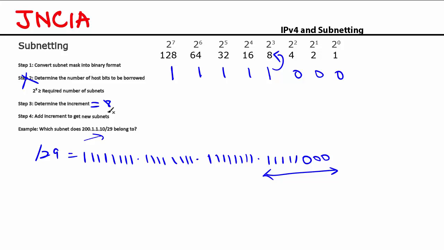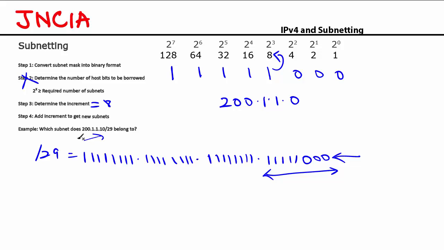The last step says add the increment to get the new subnets. Before we start adding the increment, we need to get the first network address. The first network address in this case is 200.1.1.0. It's not a 10, it's a 0. That's the first network address. And now we need to add the increment. The increment should be added to the octet which has the least significant bit, and that's your last octet. So we need to start adding the increment to the last octet.